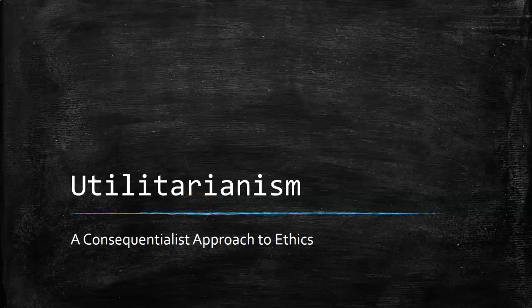This is Philosophy 201. This is the first of the lecture videos from Module 3, where we're beginning to look at the main ethical schools, and we're going to begin with utilitarianism. As you can see from the subtitle, it's a consequentialist approach.